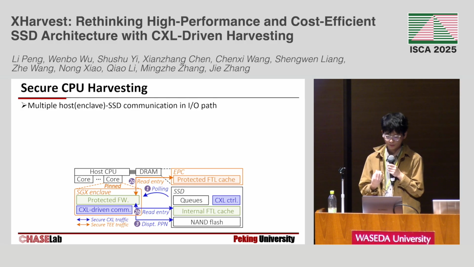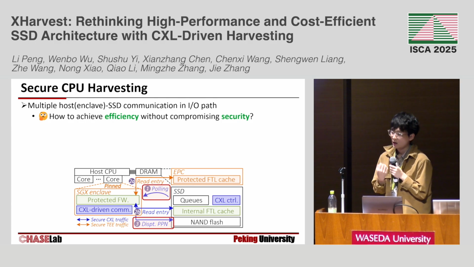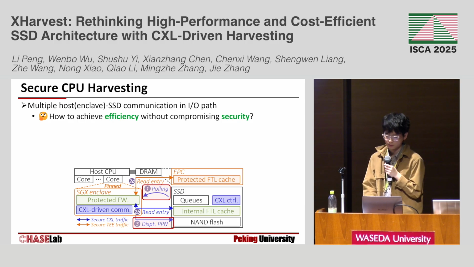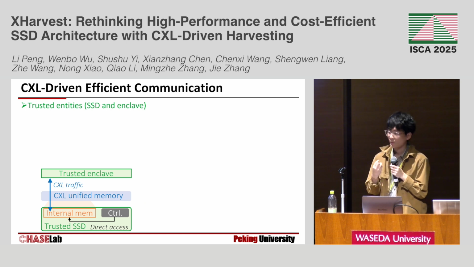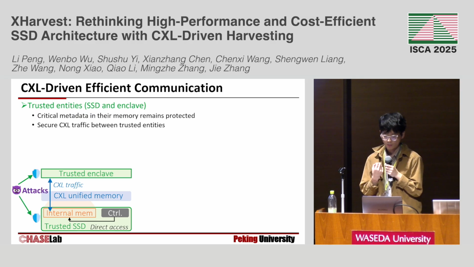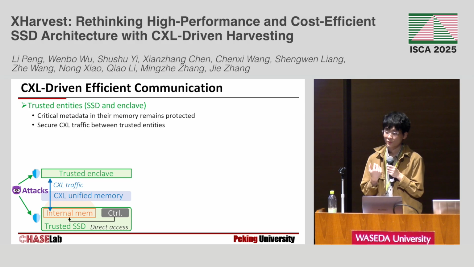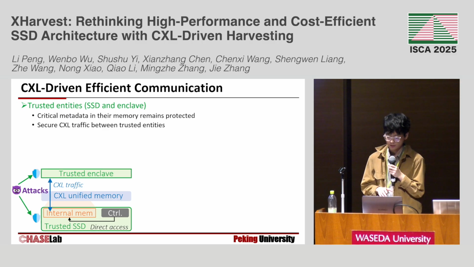When the host CPU handles IO requests, this raises a question: how do we achieve efficient communication without compromising security? With deep analysis, we recognize that both the enclave and SSD are inherently trusted entities. Critical metadata in their memory remains protected. Thus, the focus shifts to securing the CXL traffic between these trusted entities.